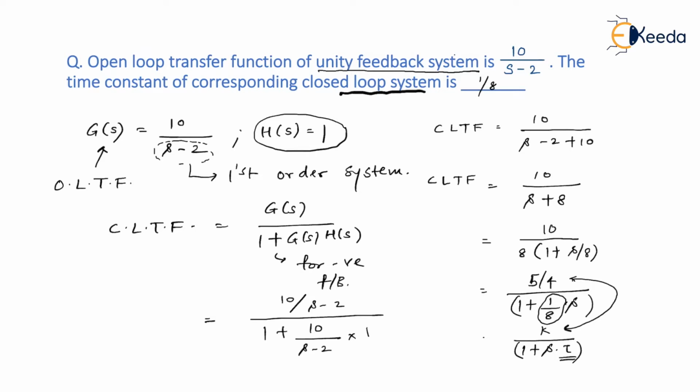So what they have provided us is an open loop transfer function with unity feedback. From this we came to a closed loop transfer function by using the simple formula G upon 1 plus GH, believing that this is a negative feedback system, and then after solving we compared with the standard form of a first order system, and from this we have got a time constant. Please remember, the time constant unit is always seconds. Let's move to the next problem.